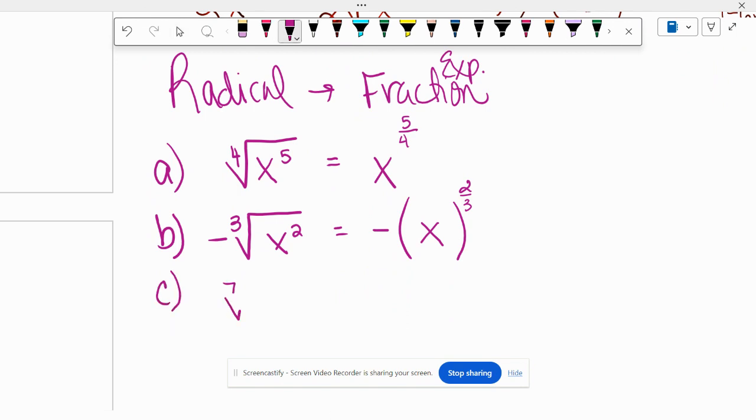Example C. I have the 7th root of -x. Oh, wait, let me fix that because the radicals are the parentheses on the outside. I mean, it means the same thing, but still I want to show you. So I have the 7th root of -x cubed. So is the negative part of what's being taken to the power or the root? Is the negative inside the grouping? It is. So we're going to write this as negative x to the 3/7 power.